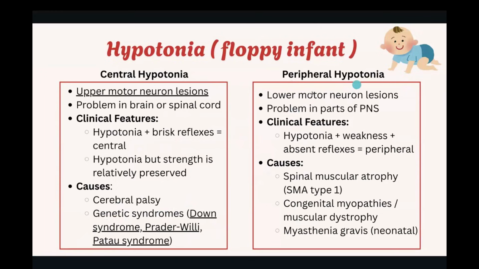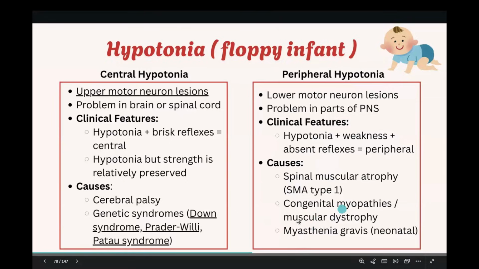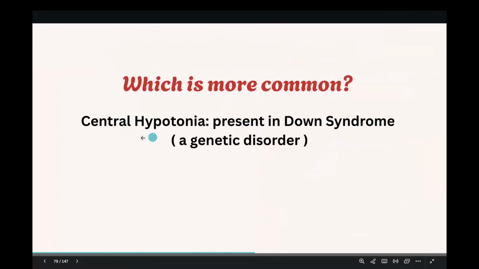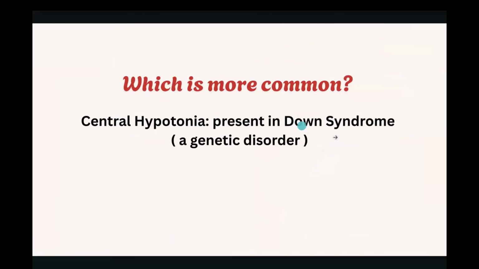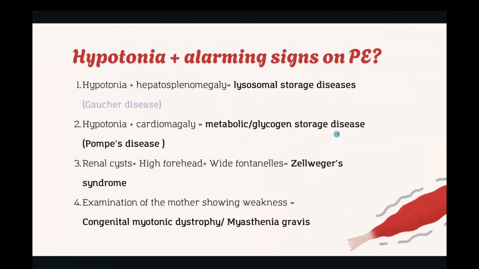Peripheral hypotonia, as we said, is a lower motor neuron lesion. Here we have hypotonia plus weakness plus absent reflexes. There are no reflexes, no normal tendon reflexes. So this is peripheral hypotonia. The causes are whatever we're going to talk about today. So what is more common? Central hypotonia nowadays is more common and it presents in Down syndrome.